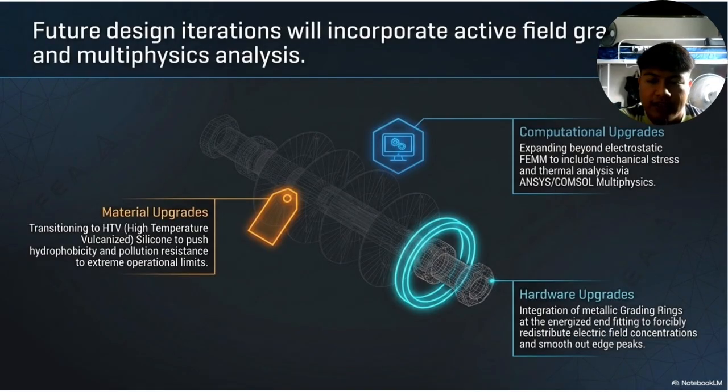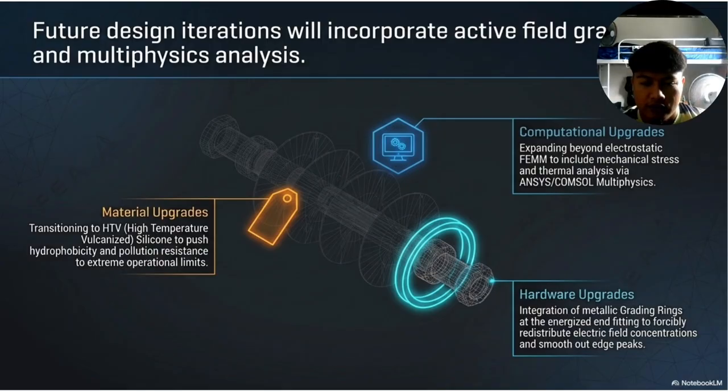Although the design performs well, there are several possible improvements. First, high temperature vulcanized silicone rubber can further improve pollution resistance. Second, grading rings may also be added to reduce electric field concentration. And future studies should include mechanical and thermal analysis using software such as ANSYS or COMSOL.